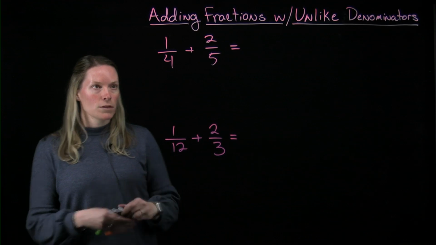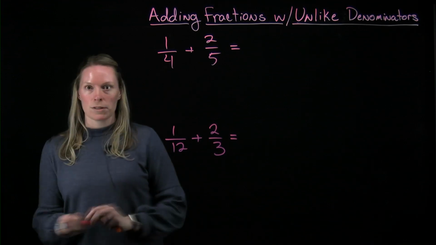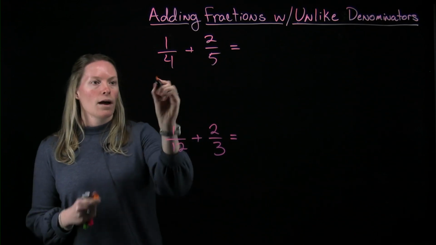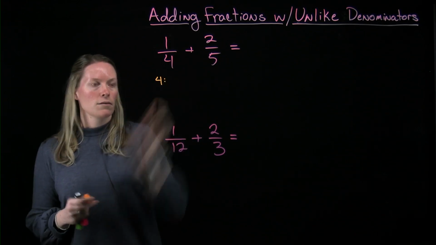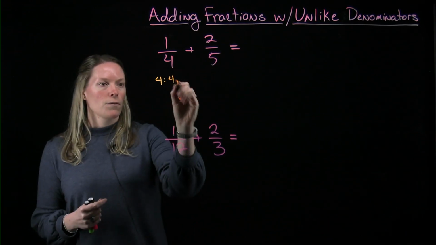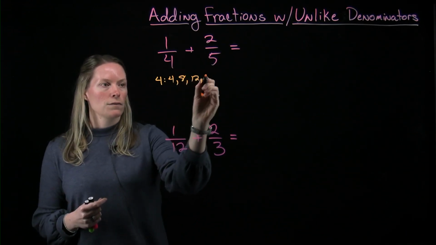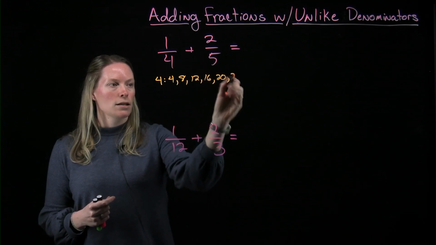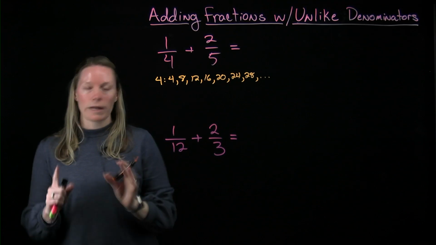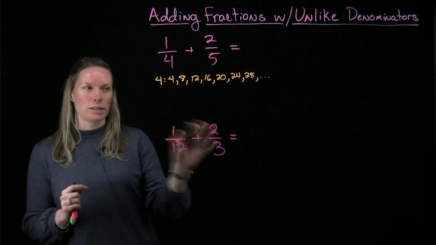So the first place I'm going to start is with my first equation here of 1/4 plus 2/5. I need to look at the 4 in the denominator and think about all the multiples of 4. So 4, 8, 12, 16, 20, 24, 28, and so on. I can keep going, but I think we might already have our least common multiple in this list.